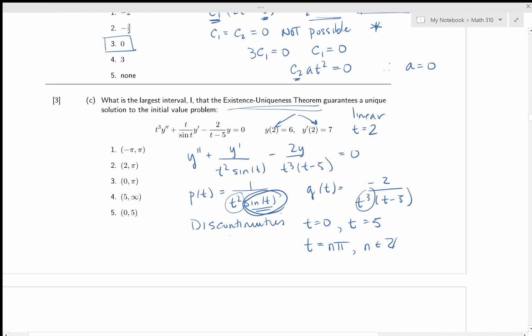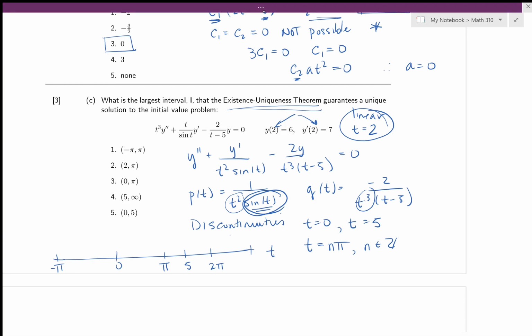So maybe if I just now drew a number line, and I'm thinking here of t, and I've got 0 and I've got 5, I've got the discontinuities there. I've also got them at n pi. So there's going to be pi here, and then I'll have a minus pi here, and then somewhere over here I'll have 2 pi, like that. So this is where the discontinuities are, and there's more of them. There's continuing up and down, but I'm not worried about that because I know that I'm near 2.